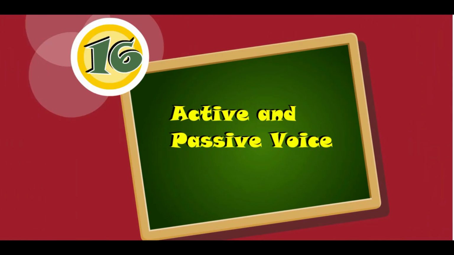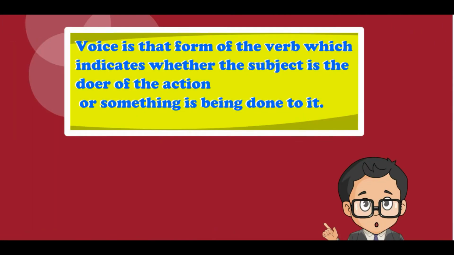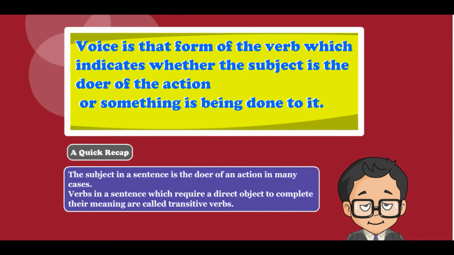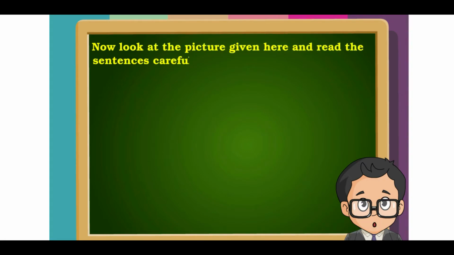Active and passive voice. Voice is that form of the verb which indicates whether the subject is the doer of the action or something is being done to it. A quick recap. The subject in a sentence is the doer of an action in many cases. Verbs in a sentence which require a direct object to complete their meanings are called transitive verbs. Now look at the picture given here and read the sentences carefully.